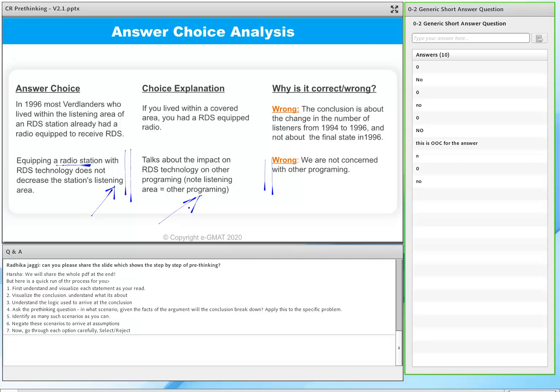And again, that's what happens when you visualize the conclusion. You understand what the conclusion is about. I asked you guys, when you read the conclusion, did you take note that it's about special programs, it's about the change in number, it's only about Verlanders? And you guys said, yes, that's how that understanding needs to translate while evaluating answer choices.